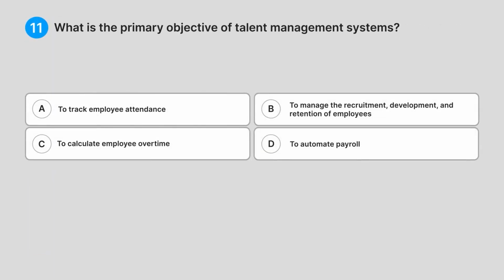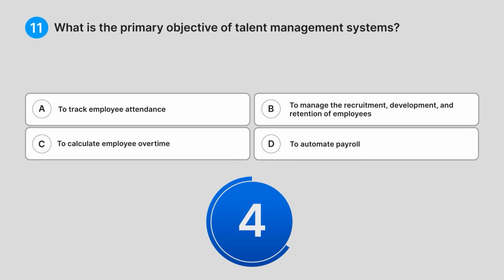11. What is the primary objective of talent management systems? A. To track employee attendance. B. To manage the recruitment, development and retention of employees. C. To calculate employee overtime. D. To automate payroll. Can you guess the answer?